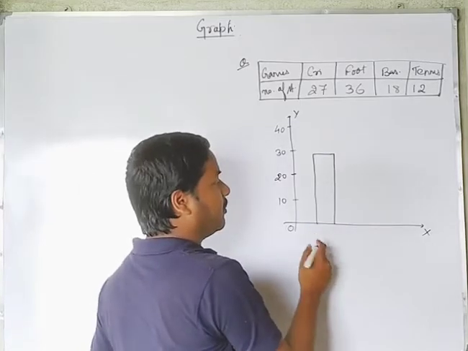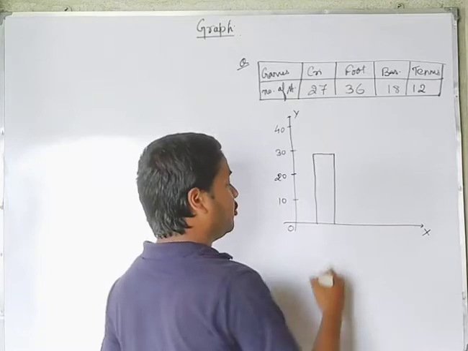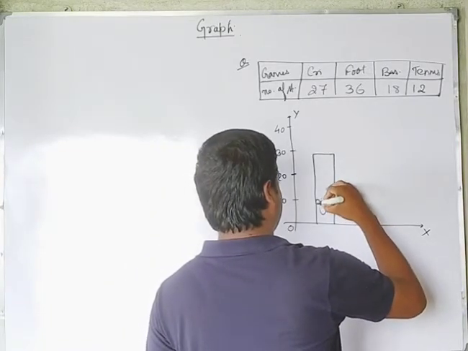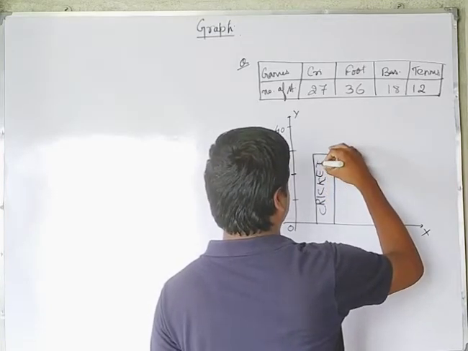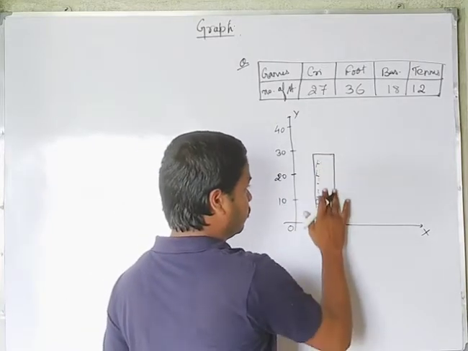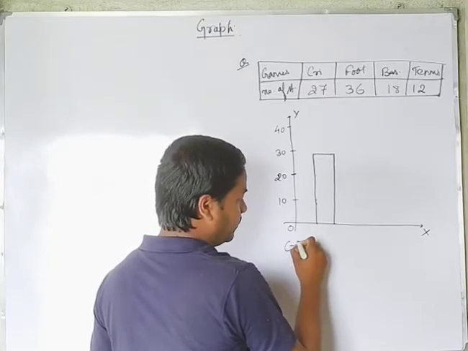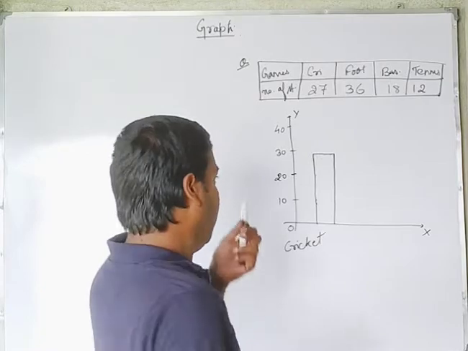Inside this graph, or below it, or above it, you can write its name. If you want to write inside, you can write "cricket". Or you can write the same name below also. There is no need to write in the graph. If you are not willing to write here, you can write cricket just below this one.